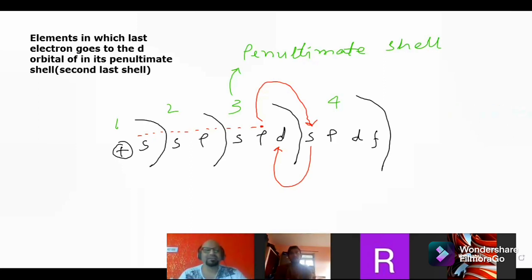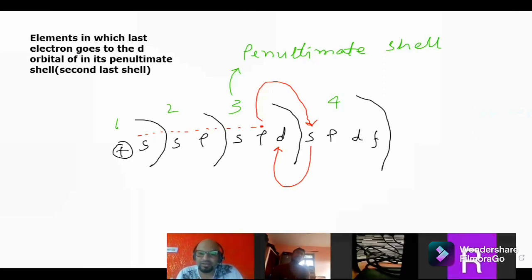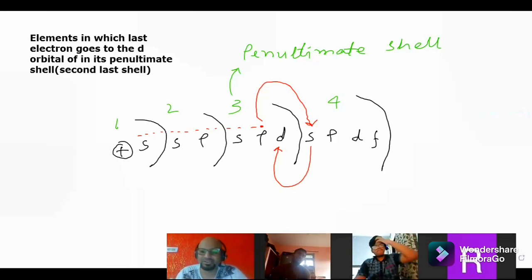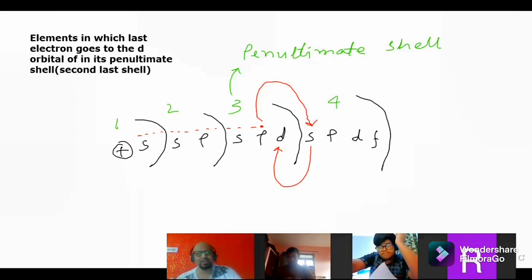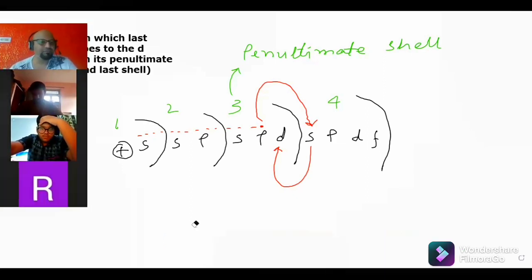So this is the fact that here the last electron will not go to the last shell. That is what I am trying to emphasize. This electron goes to the S orbital or P orbital of the last shell. Every time I was mentioning the last shell, but now I'm saying the last electron does not go to the last shell. It goes to the second last shell.